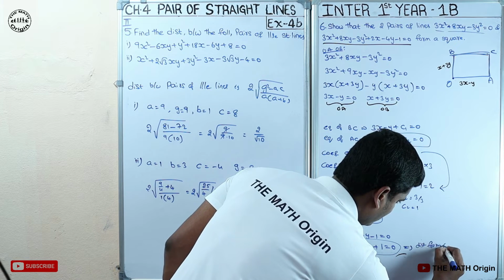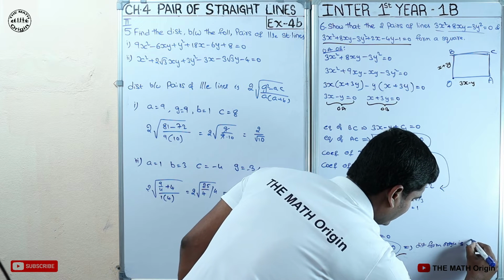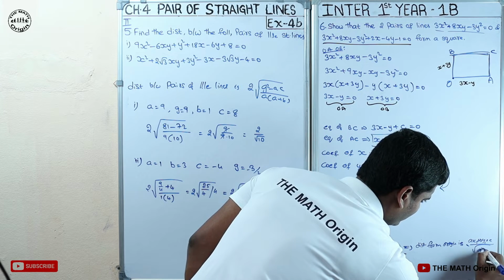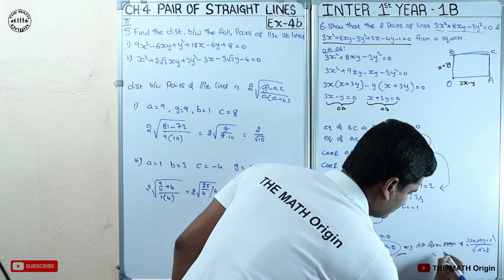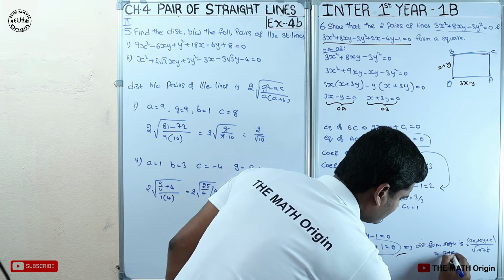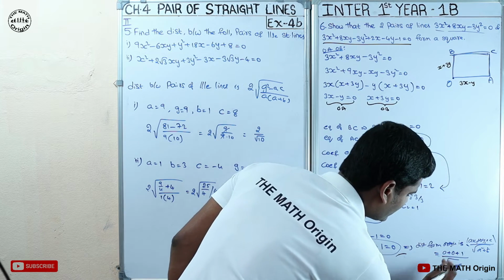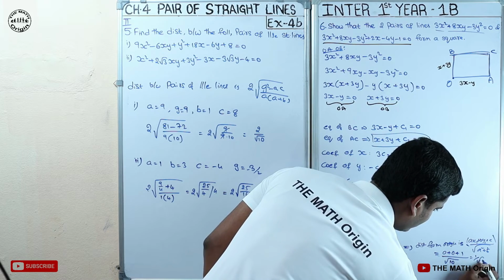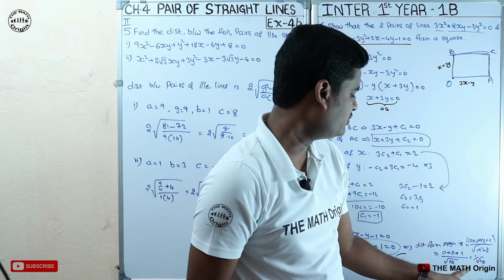So for this equation, the distance from the origin is the modulus of ax1 plus by1 plus c, divided by root of a square plus b square. We keep the modulus because this is a distance. The origin gives 0, and the constant c value is 1, over root of 1 plus 3 square, which is root 10. Therefore the origin to AC line distance is 1 by root 10.